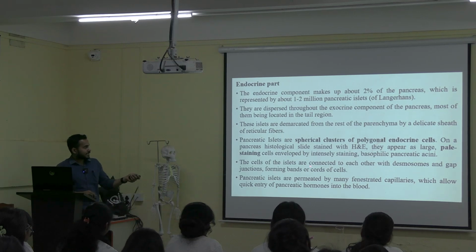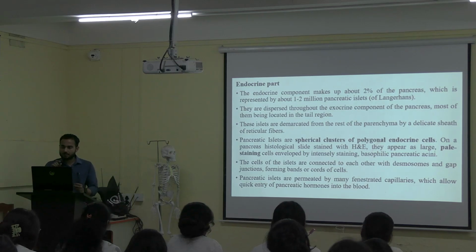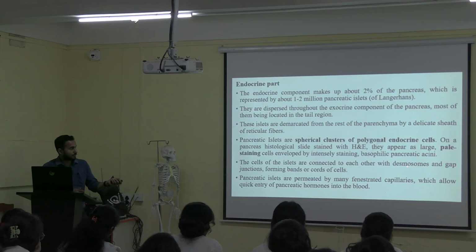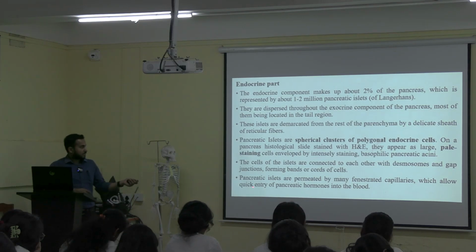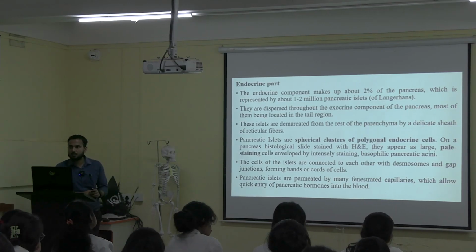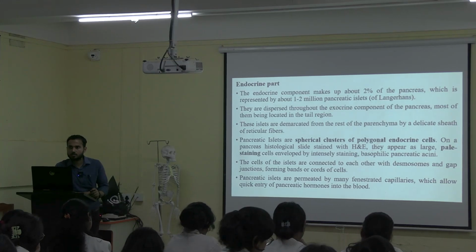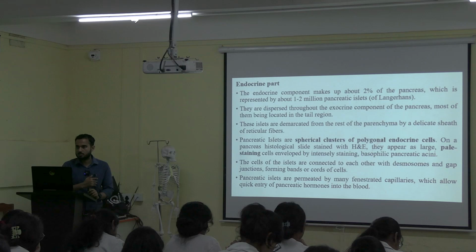Now the cells of the islets are connected to each other with the help of desmosomes. They are not widely separated. One particular cell and another cell are attached to each other. How are they attached? With the help of desmosomes and gap junctions. Like this, they form cords of cells. Next, pancreatic islets are permeated by many fenestrated capillaries. That means in between the cells you can see fenestrated capillaries. Very important, because through those fenestrated capillaries only, the hormones are drained.